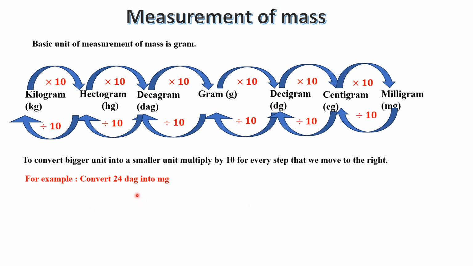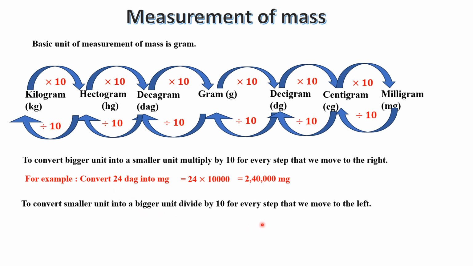You have to convert 24 decagram into milligram. Now decagram is here, milligram is here. So you have to take 1, 2, 3, 4 steps to the right. It means you have to multiply 10 by itself 4 times. Isn't it? So it will become 24 into 10,000. So answer is 2,40,000 milligram. So this is the answer for 24 decagram into milligram conversion.